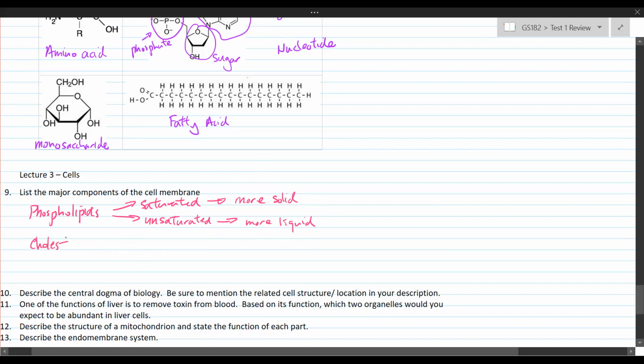Cholesterol, which adjusts membrane fluidity. More cholesterol equals more liquid, right?